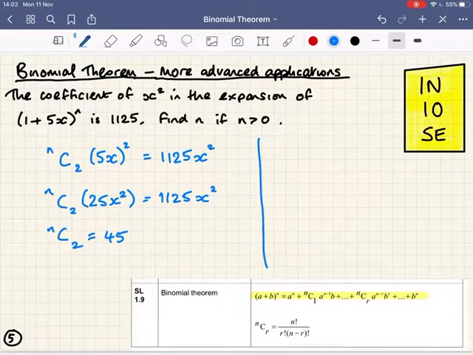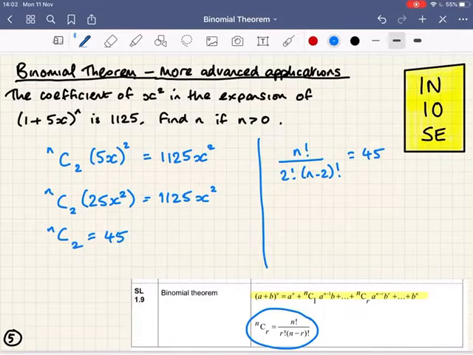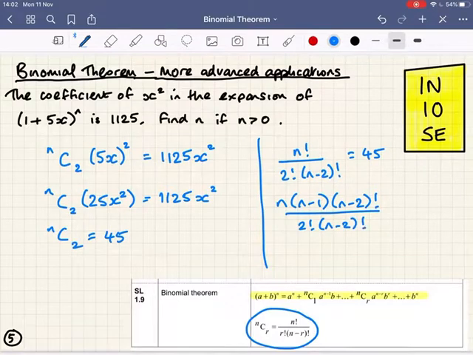Now, if I go over to the other side here, now we know what nC2's got to equal. Let's write that down as we know it. That means n factorial over 2 factorial times (n minus 2) factorial has to equal 45. Where did I get that from? Well, that's also down here on the formula sheet. nCr is n factorial over r factorial times (n minus r) factorial. Now, the trick that I showed you before is we can simplify that, because n factorial can be rewritten as n times (n minus 1) times (n minus 2) factorial, all over 2 factorial (n minus 2) factorial equals 45.